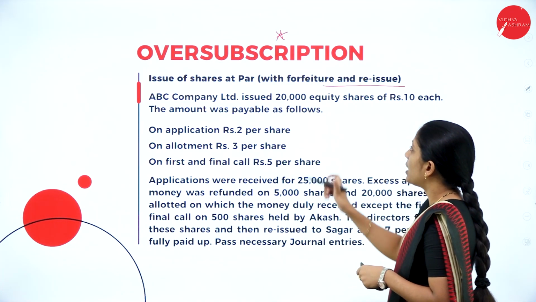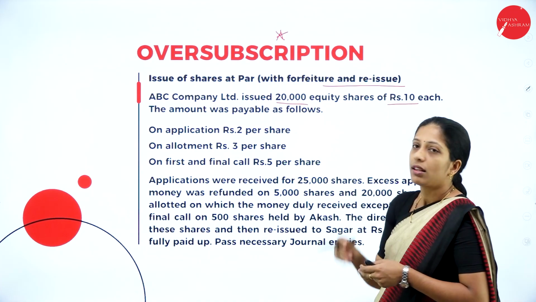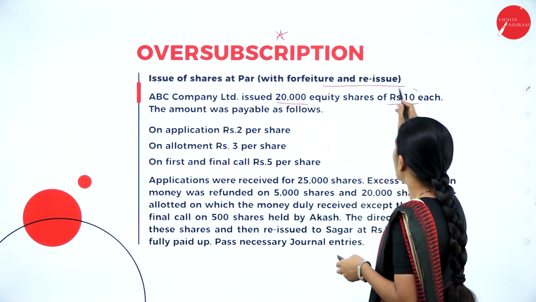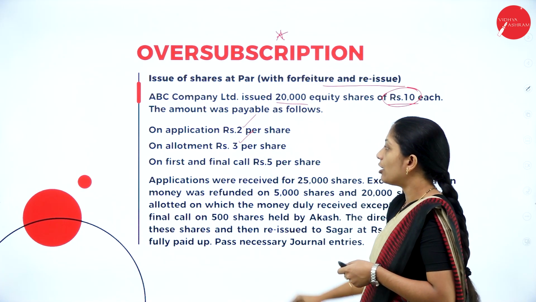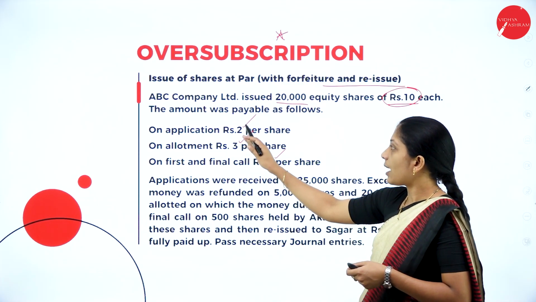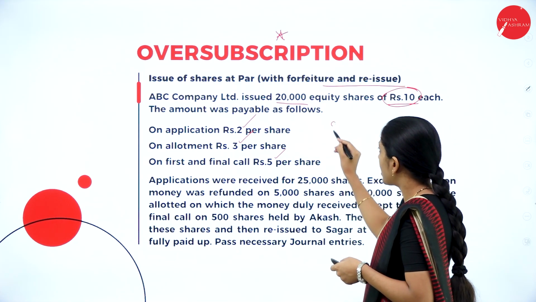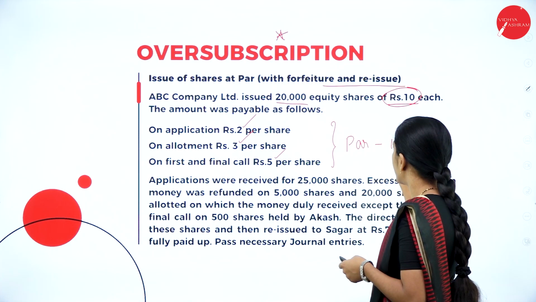ABC Company Limited issued 20,000 equity shares of rupees 10 each. The amount was payable as follows. How is the 10 rupees payable? That is 2 on application, 3 on allotment and 5 on first and final call. So 5 plus 3 is 8, 8 plus 2 is 10. Now here the shares are issued at what? Par. So exactly 10 rupees.